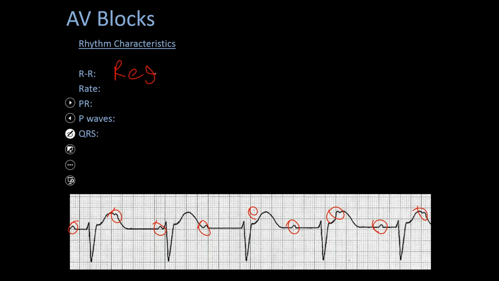Looks like the atrial rate, looks like there's approximately four large boxes between R to R's, or P to P's. So looks like their rate's about 75. Atrial rate. Ventricular rate slower. Looks like about 7.5 large boxes between R to R's. So looks like about 40 beats per minute.